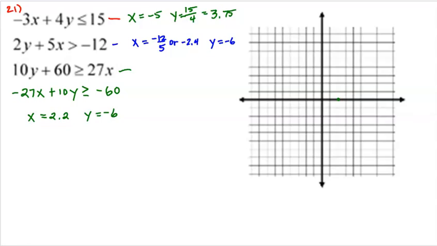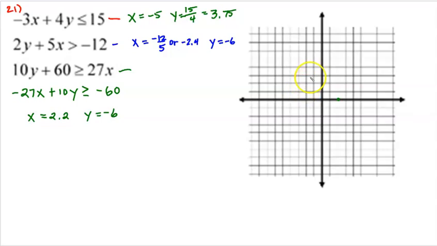And so what I've done just to kind of get the ball rolling here is you can see I went ahead and solved the top, treat it as an equation. I solved the top equation for x and got -5. Y is 3.75.